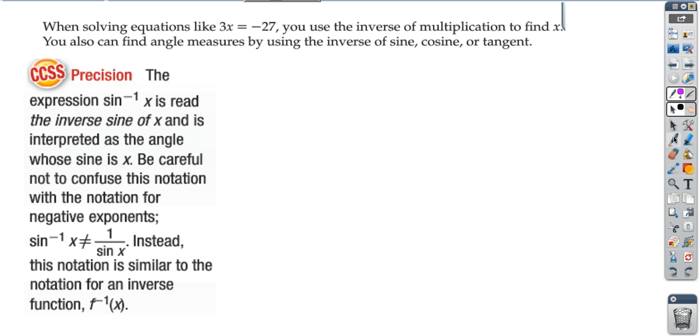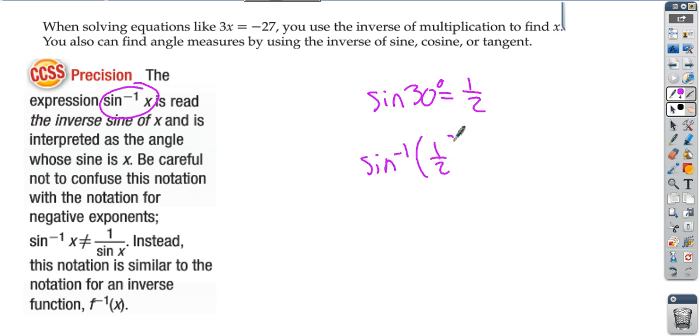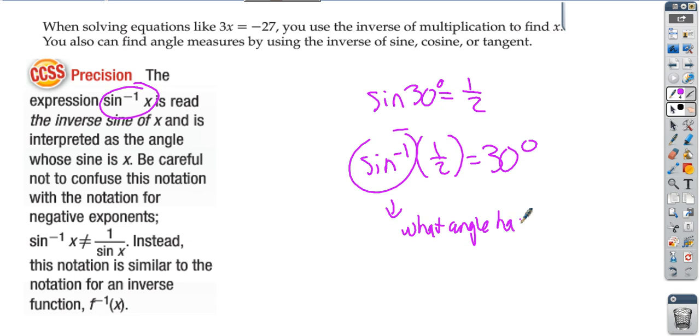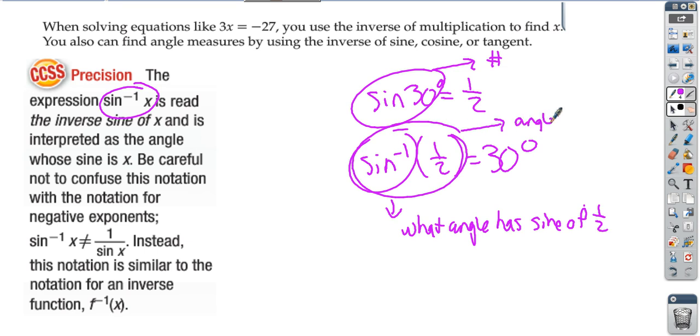Okay, last topic I want to talk about is something called inverse trig functions, and that's the symbol for it. So here's an example. Say we said before that the sine of 30 degrees is 1/2. That means the inverse sine of 1/2 is equal to 30 degrees. What that basically means is, what angle has a sine of 1/2? That's another way of translating that. So the sine function should output a number, but an inverse sine function should output an angle. Its inverse just means reverse things, go opposite.